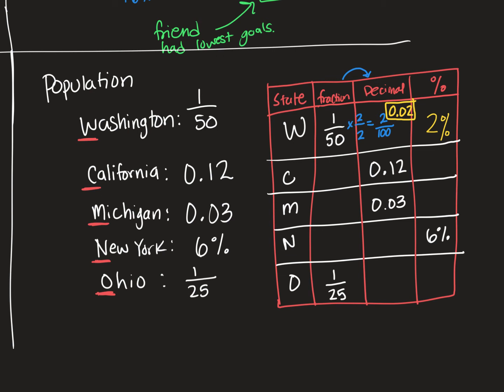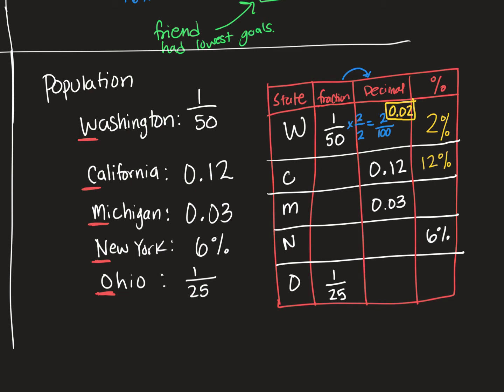Now for California, they give us a decimal. Can you guys tell me in the chat what 12 hundredths is as a percentage? Thank you. Correct. It's 12%. 12% is a lot bigger than 2%. There are a lot more people that live in the state of California than in the state of Washington.